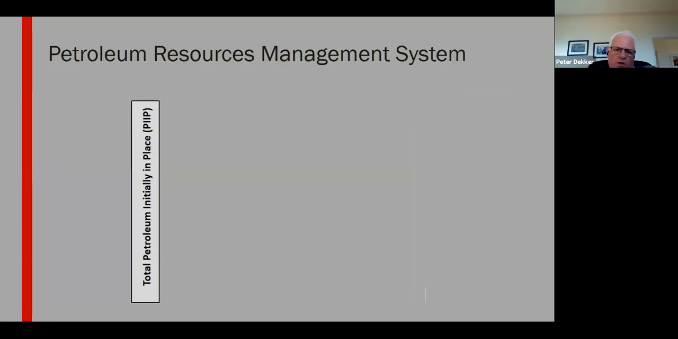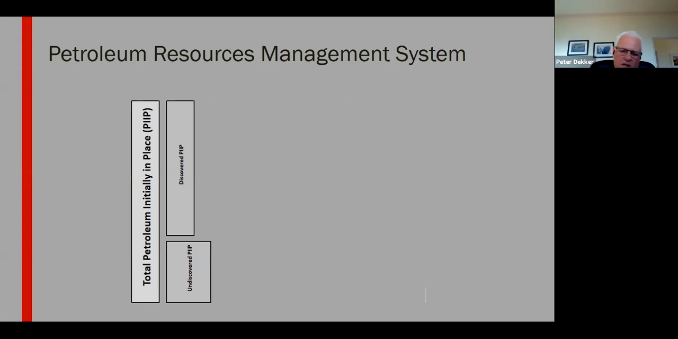So here we go into what we talk about in the petroleum resource management system. In the underground, you've got the total petroleum initially in place. We call it PIIP, or hydrocarbons initially in place, which can be HIIP. That's the total hydrocarbons in the subsurface. This total can be divided into two parts. One is the discovered petroleum initially in place, and the other part is the undiscovered petroleum initially in place. So you've got certain areas which are discovered, where you have drilled and you know it's there. And you've got certain areas where you have not drilled yet and you've got no idea whether it's there or not. It's still very risky to drill it.